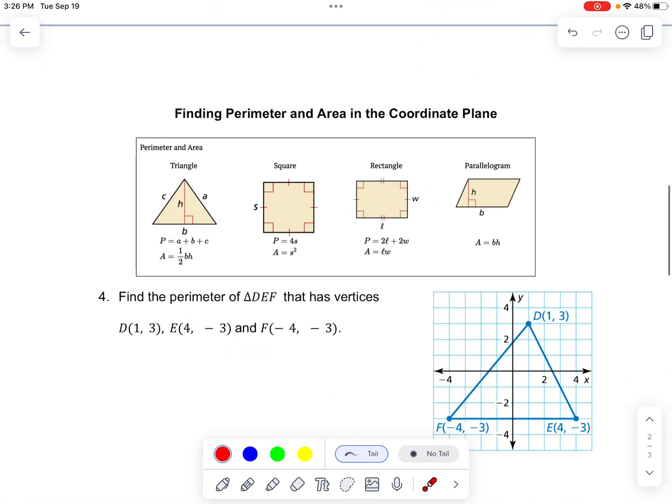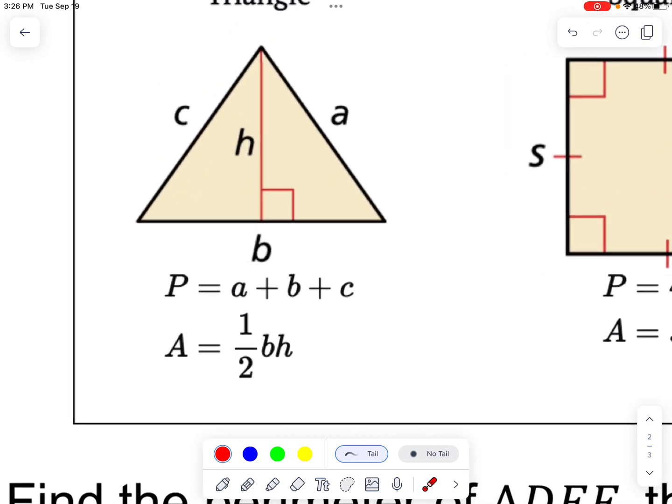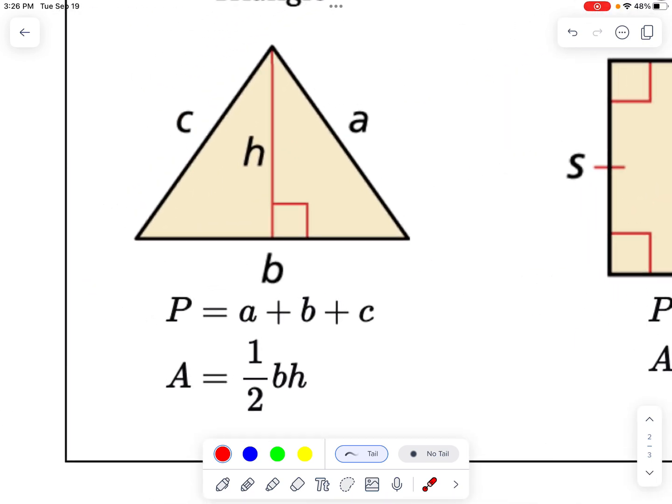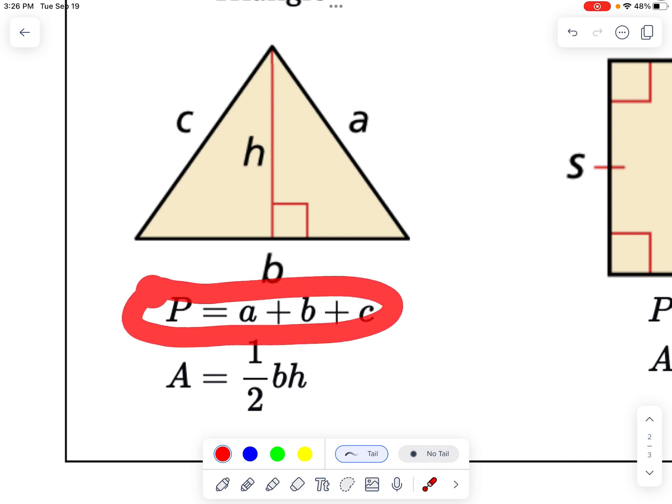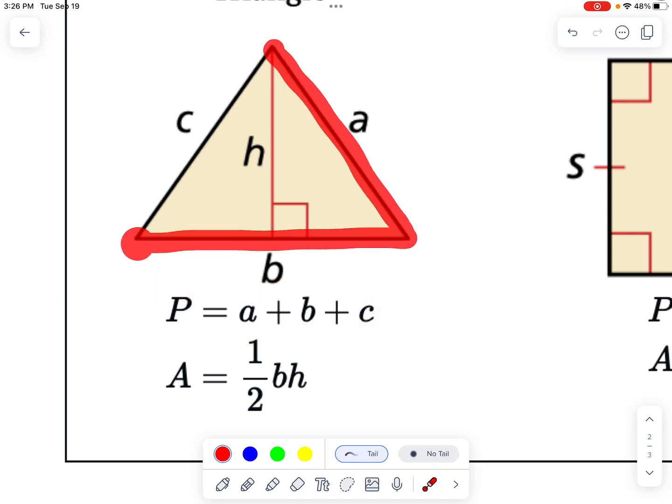Moving on to perimeter and area. These are our different equations for these things. So triangle, perimeter is going to be just all of the sides added up. So A plus B plus C. So side A plus the length of side B plus the length of side C.